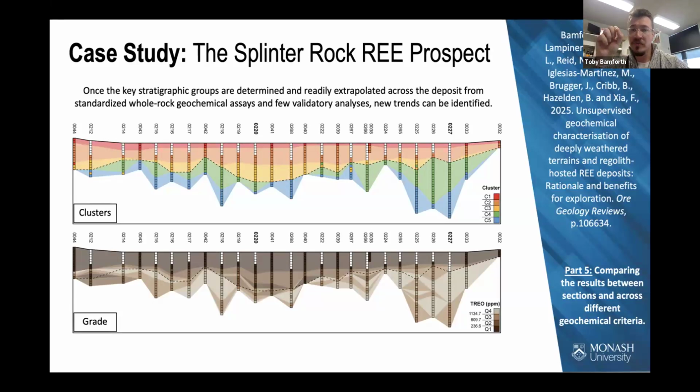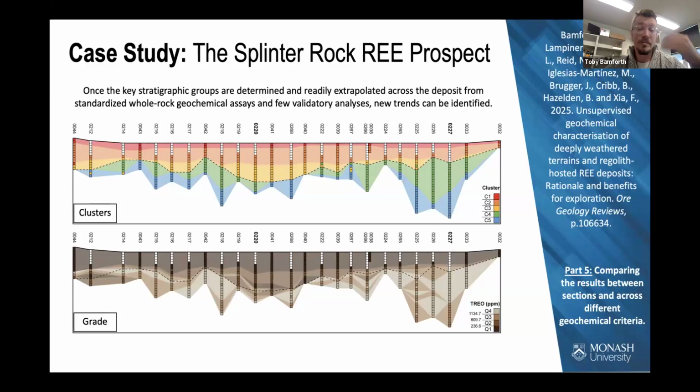I didn't mention before, each of these boxes is a 3-meter interval. Okay, so they're averaged over 3 meters. That was the way the exploration company OD6 Metals did it. That was the data we were given. And actually, for the depth of the drill cores, it's a relatively reasonable sort of averaging.